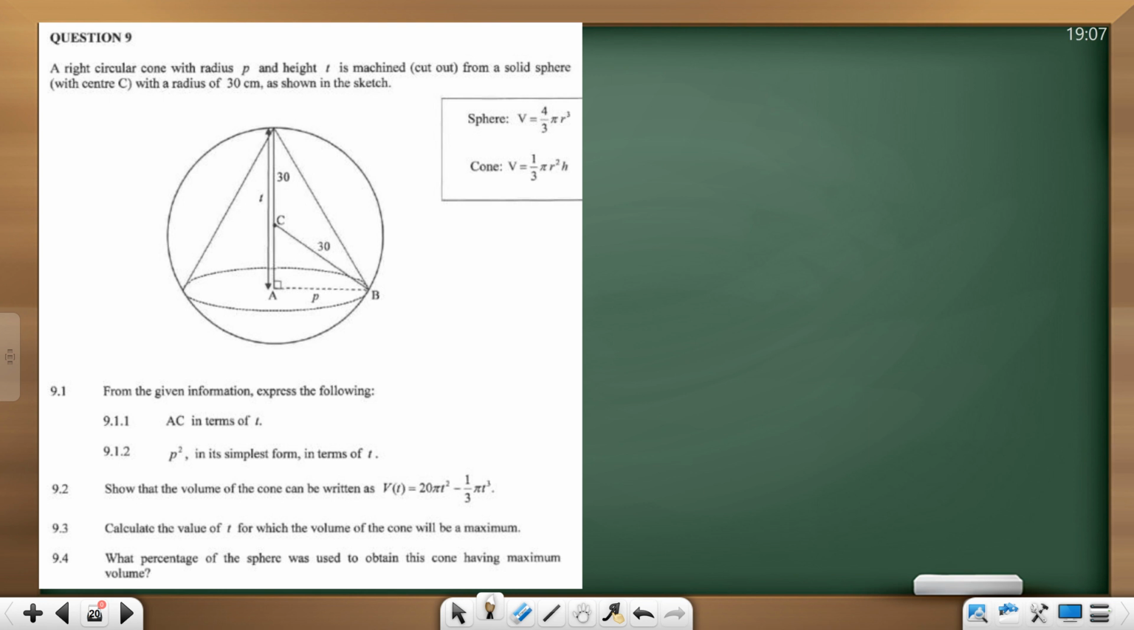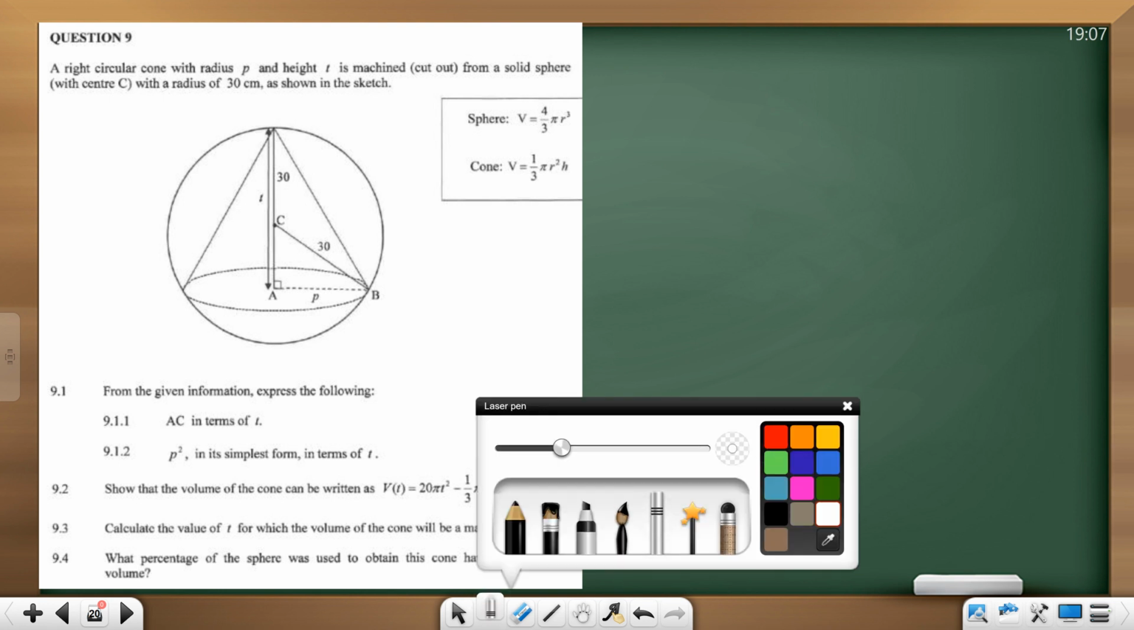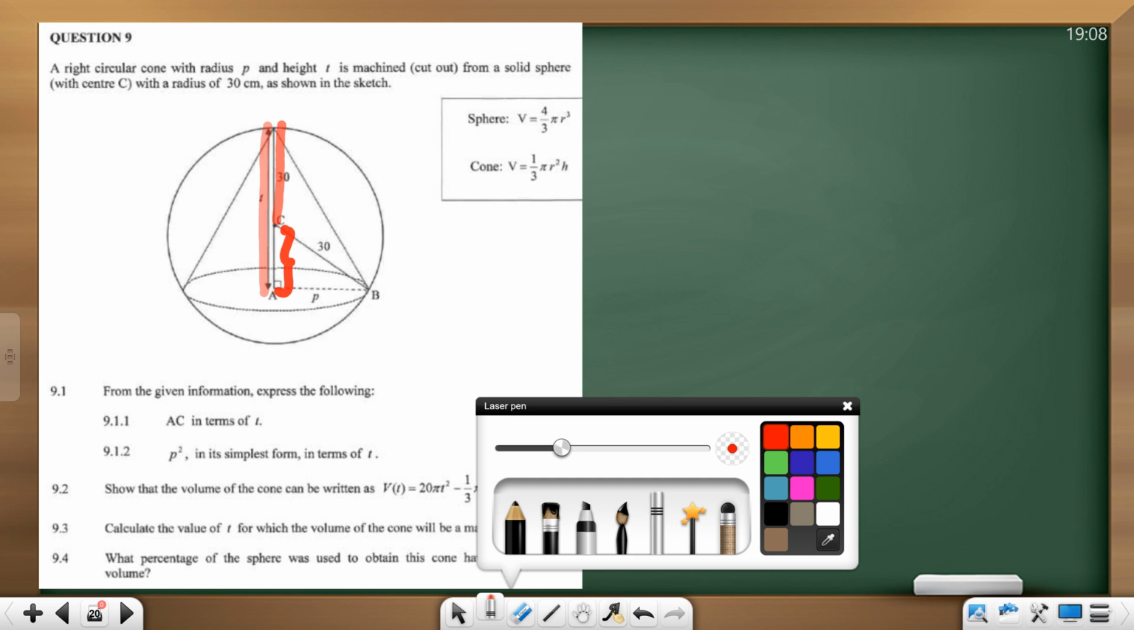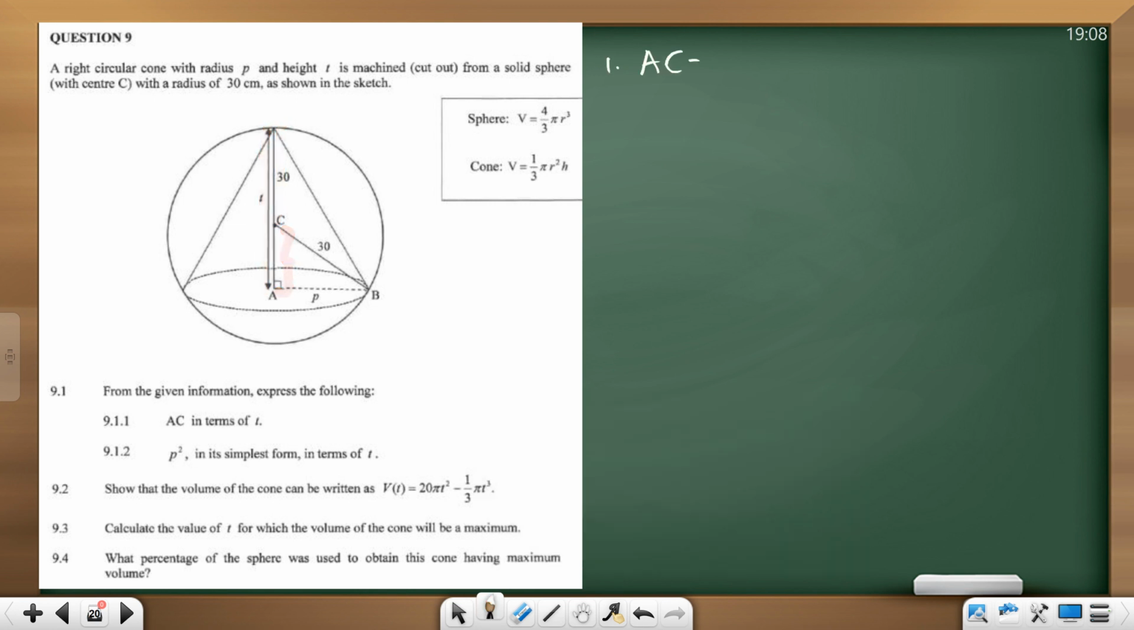I didn't say anything. We are looking for AC. I'm not refusing. That's very straightforward, though. Very easy to see. AC. This is 30. What is this part? Thank you. AC is what? T. That's one mark.